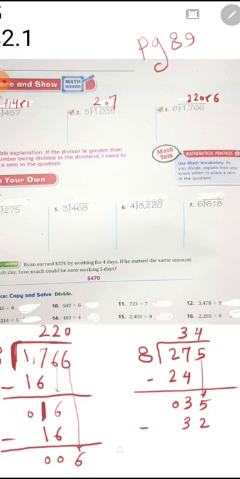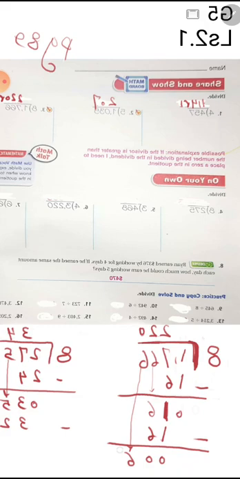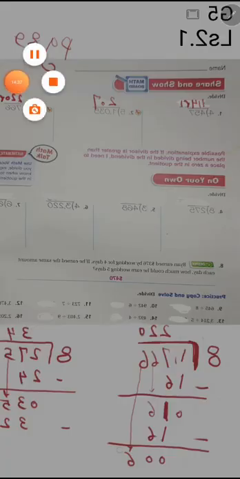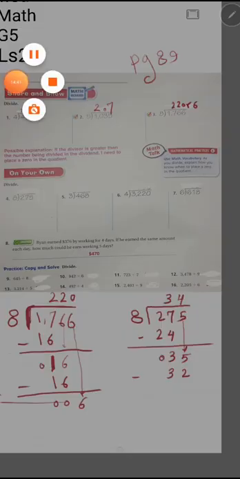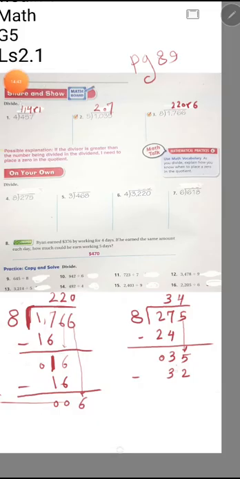Okay, then I will subtract. So I will subtract between 35 and 32. 5 minus 2 equals 3. 3 minus 3 equals 0. So now 3 ones. Can I divide the 3 on 8? No, I can't. I can't do anything because this will be a remainder.